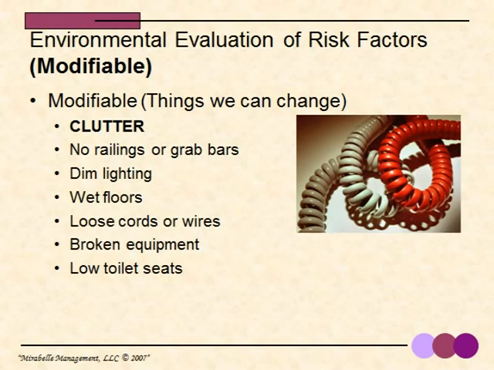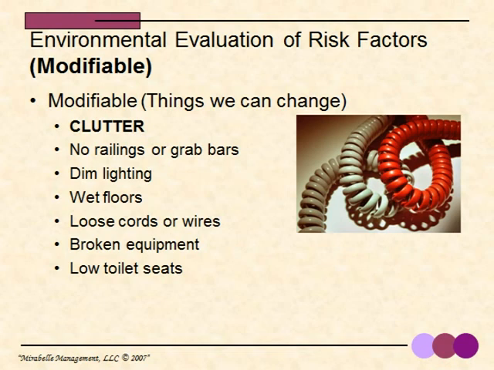Some things in the environment around us we can change to decrease the likelihood of falling. Some we cannot. We call the things that we can change modifiable, and they are listed on the slide. I think they're self-explanatory. Clutter in walkways, no stair railings or grab bars, loose rungs, dim lighting, wet floor, floor glare, monochromatic color schemes, loose cords or wire, low toilet seat, wheels on furniture that can move or scoot away when you want to sit down, broken equipment and beds in high position.